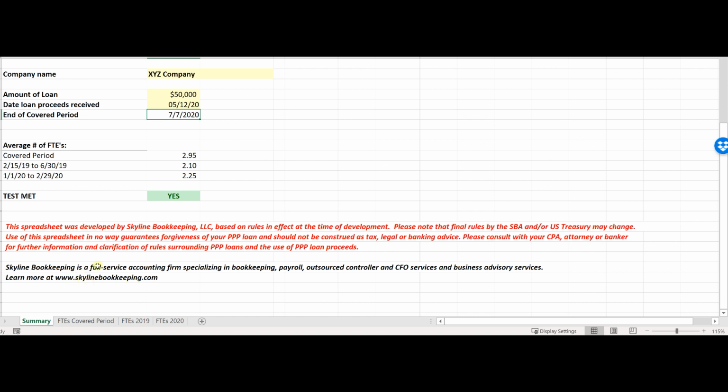One other thing to notate is that this spreadsheet was developed by me based on rules in effect at the time I developed this. This in no way guarantees forgiveness of your PPP loan, and you should not assume so. So I would definitely consult with your CPA, tax attorney, or your banking lender to make sure that there's no further clarification on the rules surrounding the PPP loans, because again, this was created based on the rules in effect at the time of development. So just make sure that you're consulting with your CPA and tax attorney.